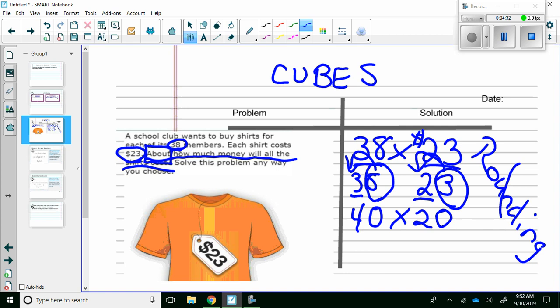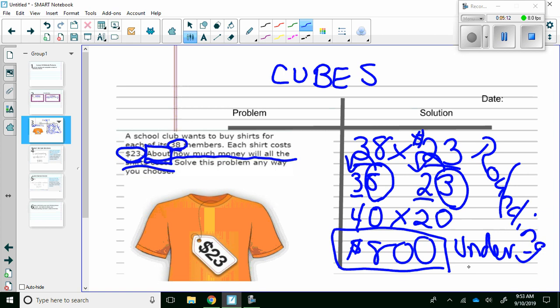Now my answer is going to be an underestimate. Although I did go up to 40 members, I said that the cost of the shirts was only going to be $20 each. So my overall answer is going to be an underestimate, not by much, so it's going to be pretty reasonable, but I am going to get $800. Now, if I was to actually solve this problem out, which you would not need to do, you would get an actual answer of 874. So that shows you that my 800 is an underestimate.